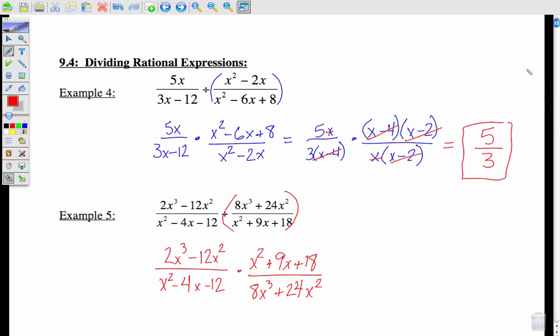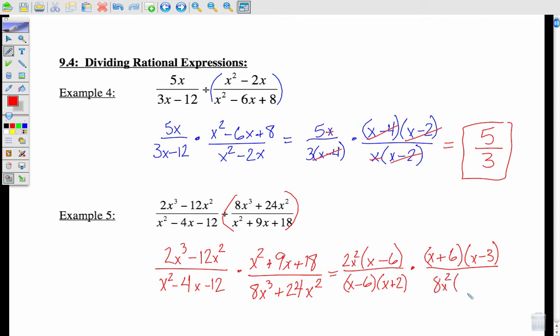How many terms are left? Is it 2? Is it 3? Is it 4? These rules will be very helpful. So, top, over here, I'm going to take out a 2x squared. When I do that, I'm going to be left with an x minus 6, because 12 divided by 2 is 6. Over, this down here is going to factor into 6 and 2.